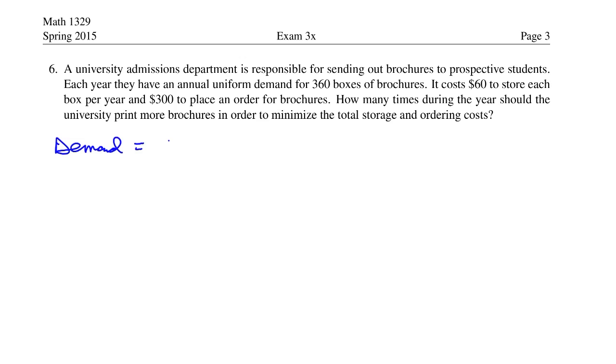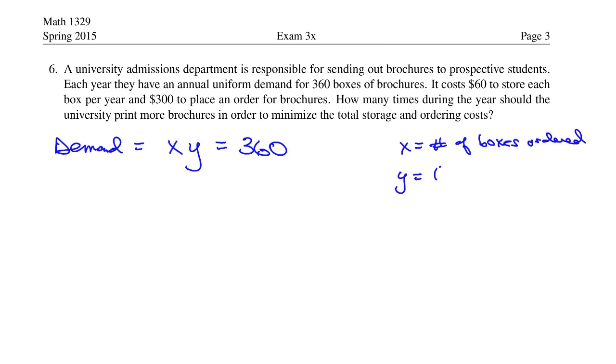So first, let's start with the demand. The demand is going to be x times y is equal to 360, where x is equal to the number of boxes ordered, and y is equal to the number of times per year ordering is occurring here. So that's the number of times per year you're going to order boxes.